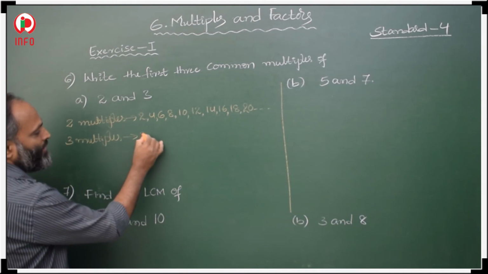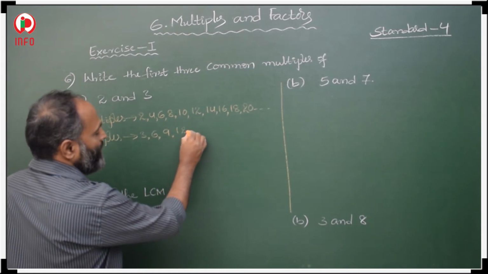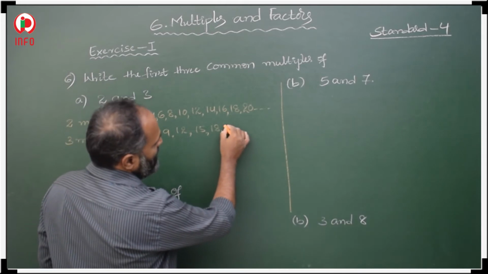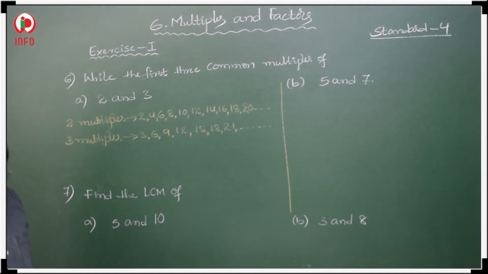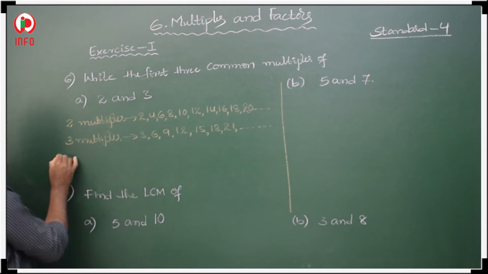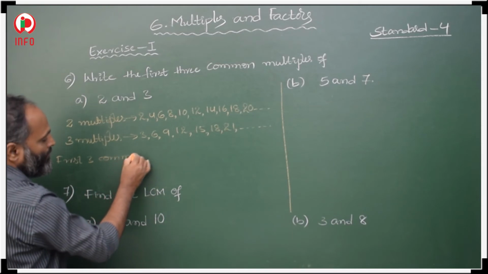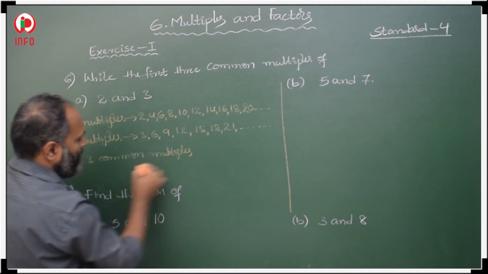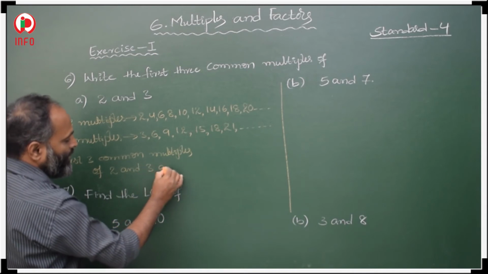3 ones are 3, 3 twos are 6, 3 threes are 9, 3 fours are 12, 3 fives are 15, 3 sixes are 18, 3 sevens are 21, and so on. These are the multiples of 3. Now, the first 3 common multiples of 2 and 3.